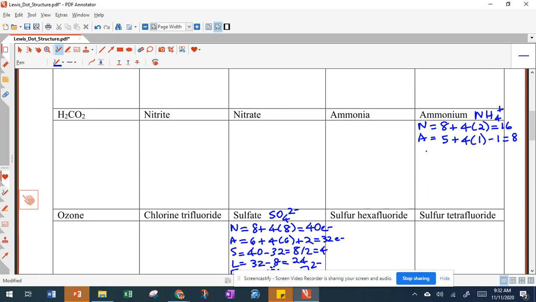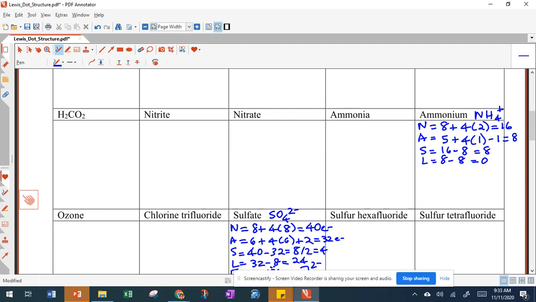Now, shared is going to be just like before. We're going to do 16 minus 8, which gives us 8 electrons, and lone is going to be 8 minus 8. That means we have 0 lone pairs or lone electrons.